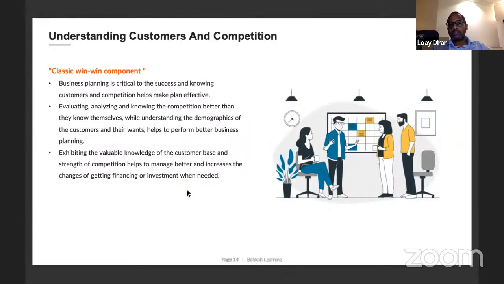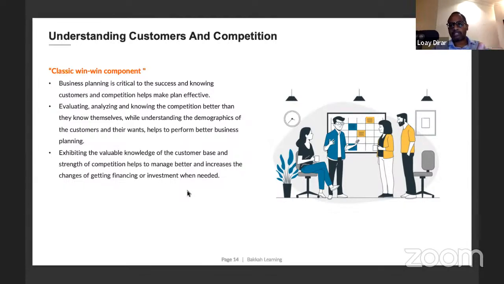A classic win-win component. Business planning is critical to success, and knowing customers and competitors helps make the plan effective. When it comes to developing a business case, you need to look at four important aspects when it comes to stakeholders. Look at the suppliers. Who's going to supply you with the services and goods, which in turn you're going to transform into a new output.